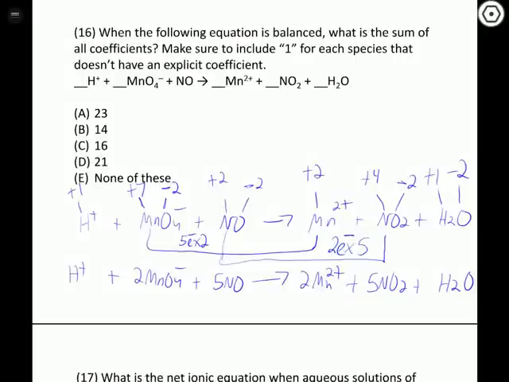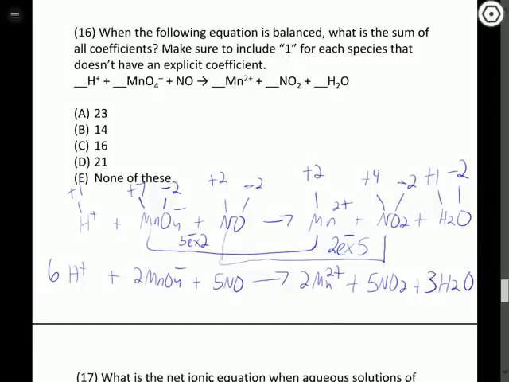So once we've adjusted the coefficients by balancing the number of electrons, we don't want to adjust these at all anymore. These have to stay, or else we're going to unbalance our electrons. So we need 3 more waters to balance oxygen. And if we add 3 waters, that means we have 6 H pluses. So the sum of the coefficients is 6 plus 2 plus 5, which is 13, plus 2 is 15, plus 5 is 20, plus 3 is 23. So all of the coefficients add up to be 23.